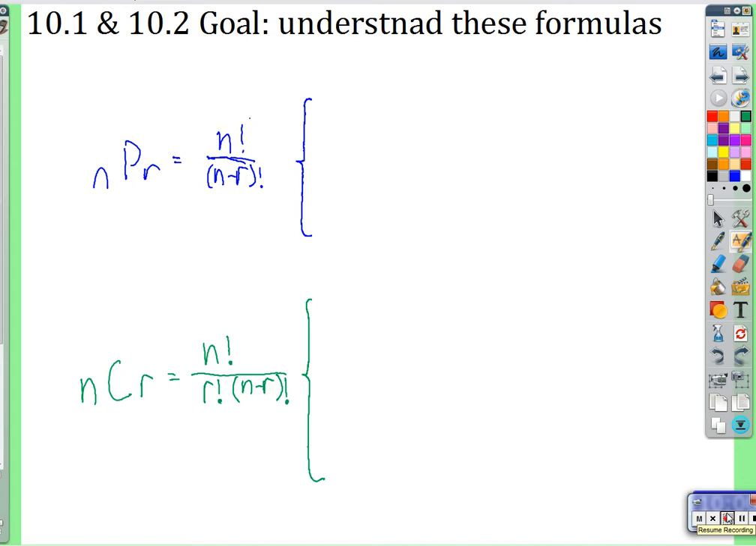So, probably none of this looks like it makes any sense, which is fine. I'm just giving you a picture of the end of today, what we'll know. Okay? We'll at least know what these formulas mean. So first, let me give you a little bit of explanation. This P right here stands for permutations.